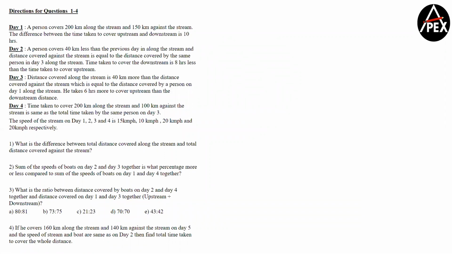First question. Day 1. A person travels 200 kilometers along the stream. First, let us understand what is along the stream and against the stream.